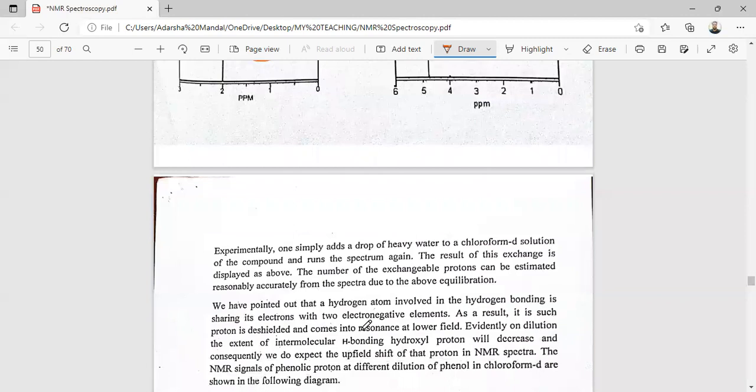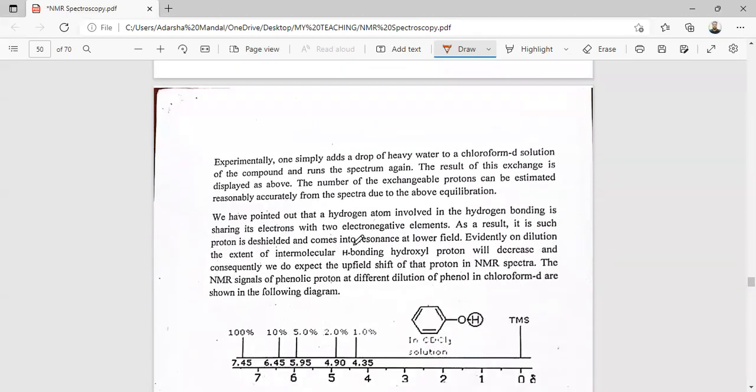So experimentally, one simply adds a drop of heavy water to a chloroform solution of the compound and runs the spectrum again. The result of the exchange is displayed above. The number of exchangeable protons can be estimated reasonably accurately from the spectrum due to the above equilibrium.